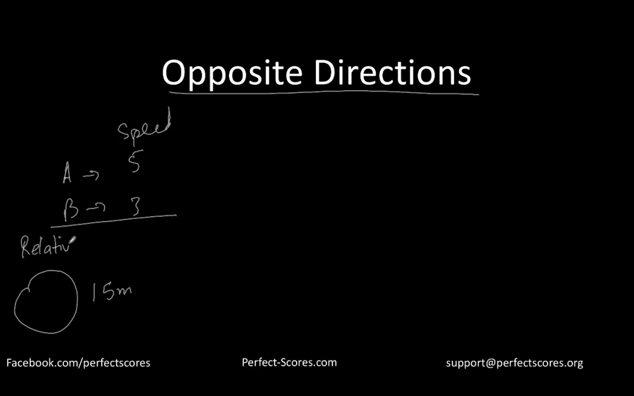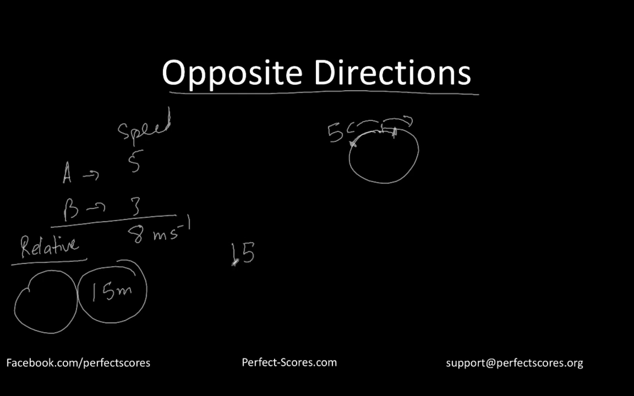If they're running in opposite directions, that means A is going this direction, B is going this direction. That means relatively they're covering 8 meters every second, isn't it? Because A is covering 5 meters every second, B is covering 3 meters every second. They are relatively covering 8 meters every second. Which means to cover 15 meters, they're going to take 15 over 8 seconds.